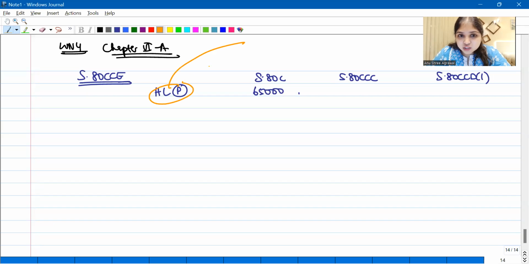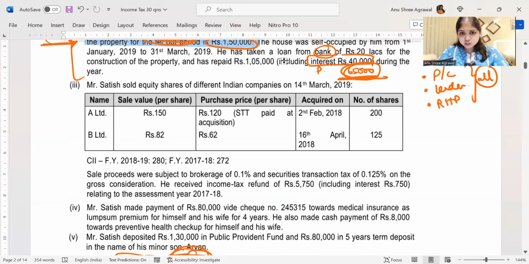All my 3 conditions were fulfilled. Condition number 1, it should be for purchase or construction. Condition number 2, it should be a residential house property. Condition number 3, I'll have to see who the lender is. Perfect. Till here you've understood? Yes. Now listen. Now comes a very important adjustment, the third adjustment from capital gains, guys. I've purposely brought in this question especially to give you some practice with this adjustment. So listen to me very carefully.